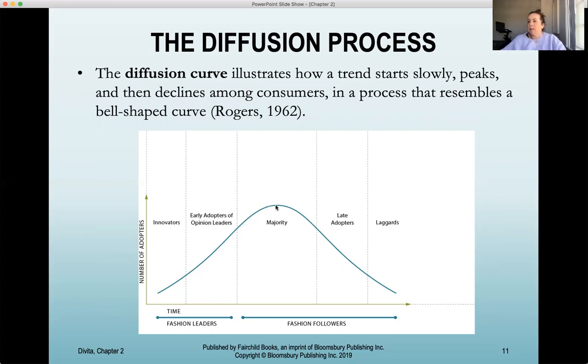And then it declines into our late adopters, which are typically like our parents, right? They're a little late to things, or maybe someone in a different country that doesn't have access to information. And then it completely declines into the laggards. These are people that are not interested in fashion, use fashion as function, maybe only buy things that are extremely discounted, right? So they're getting seasons and seasons behind worth of merchandise. So essentially this process resembles a bell-shaped curve.